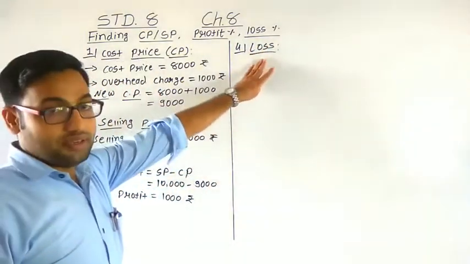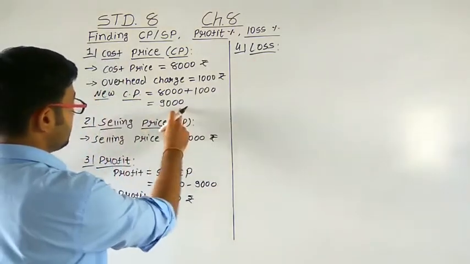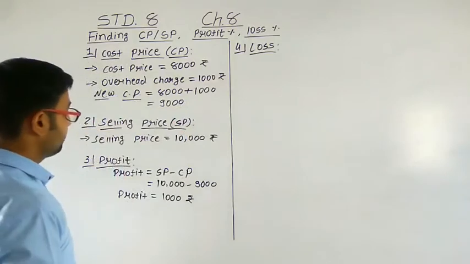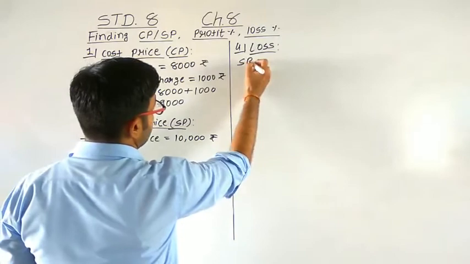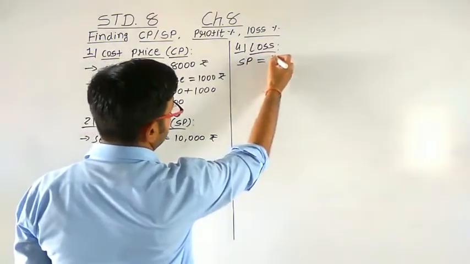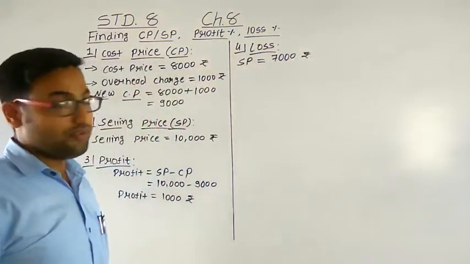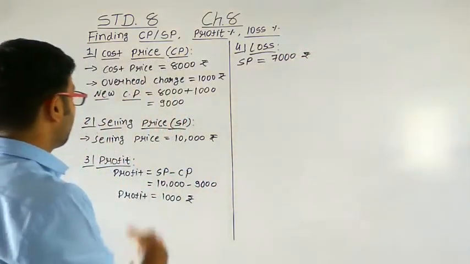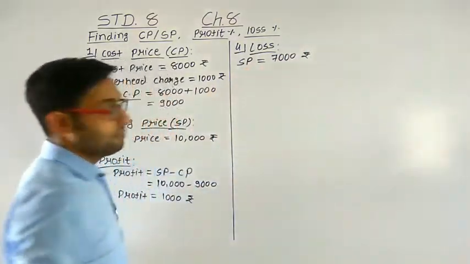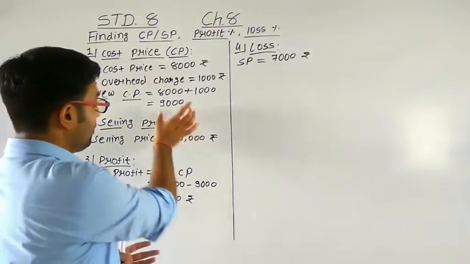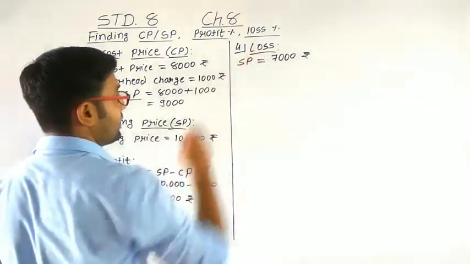Now by the term you can imagine that suppose the cost price here is 9,000 and you sell your TV for rupees 7,000. Then what will happen here? Your cost price is 9,000, your selling price is 7,000. That means you lose money, and that money is called the loss.